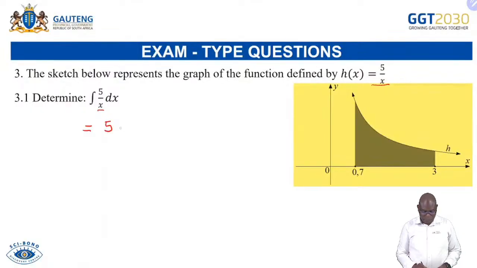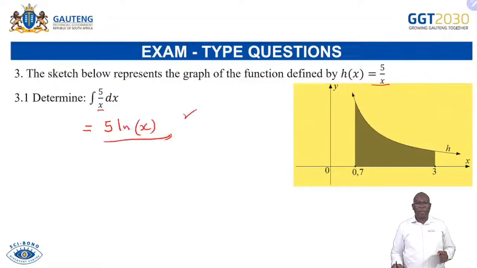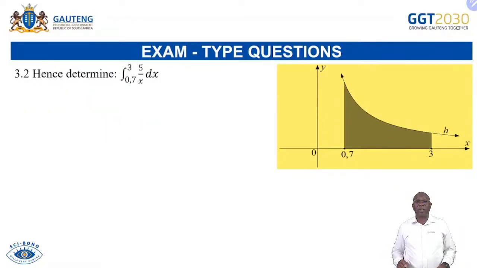5 ln x. That's all that the examiner wants. But you can see the questions that follow will direct you towards finding the area that is bound between these two values. Can you see those two values are not there here? You're only getting that. So the next question, look at the next question.